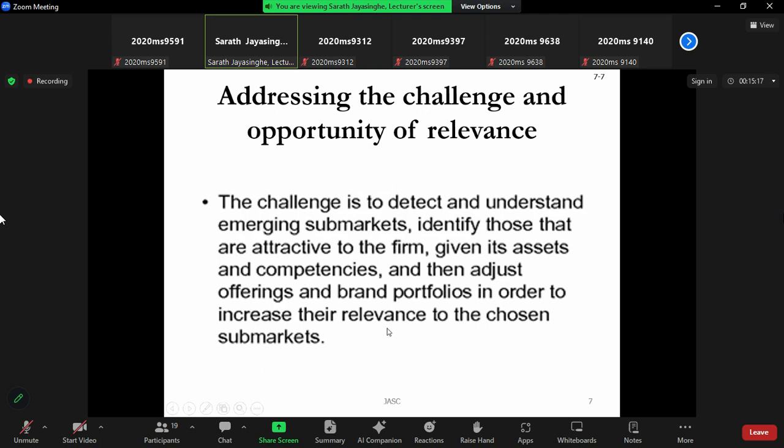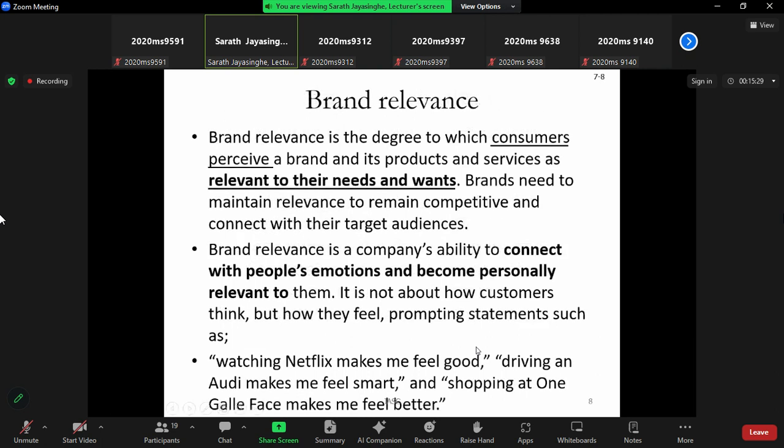If your products are not relevant to the customers, they are not thinking about purchasing your product, right? So what is this brand relevance? Brand relevance is the degree to which consumers perceive a brand and its products and services are relevant to their needs and wants. So brands need to maintain relevance to remain competitive and connect with their target audiences.